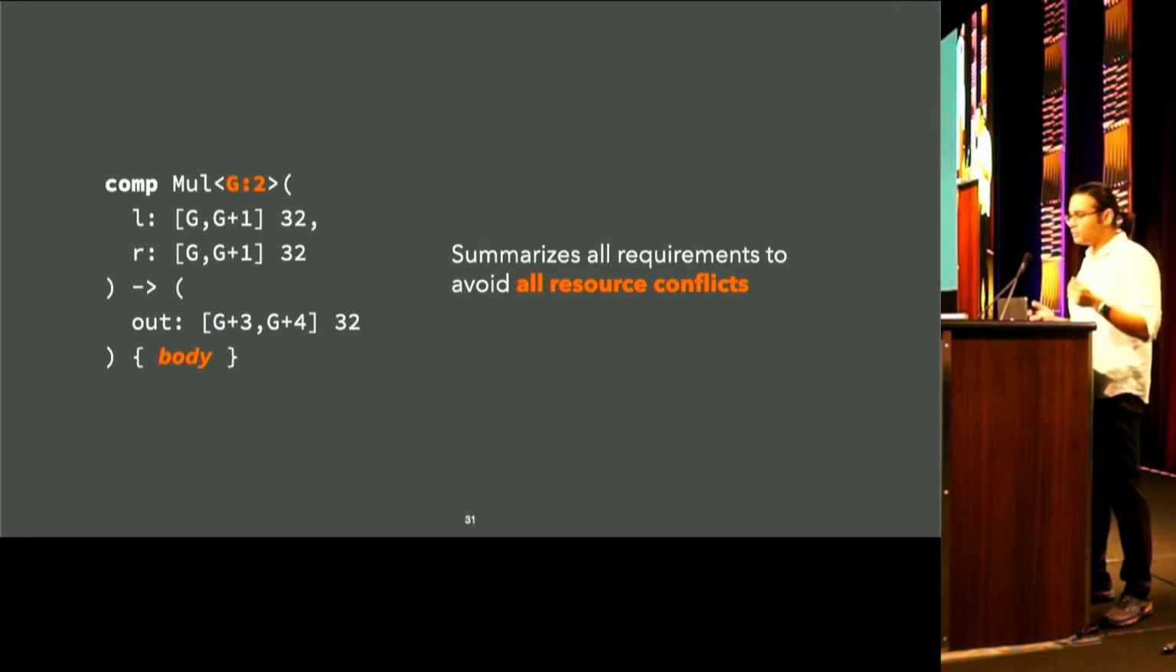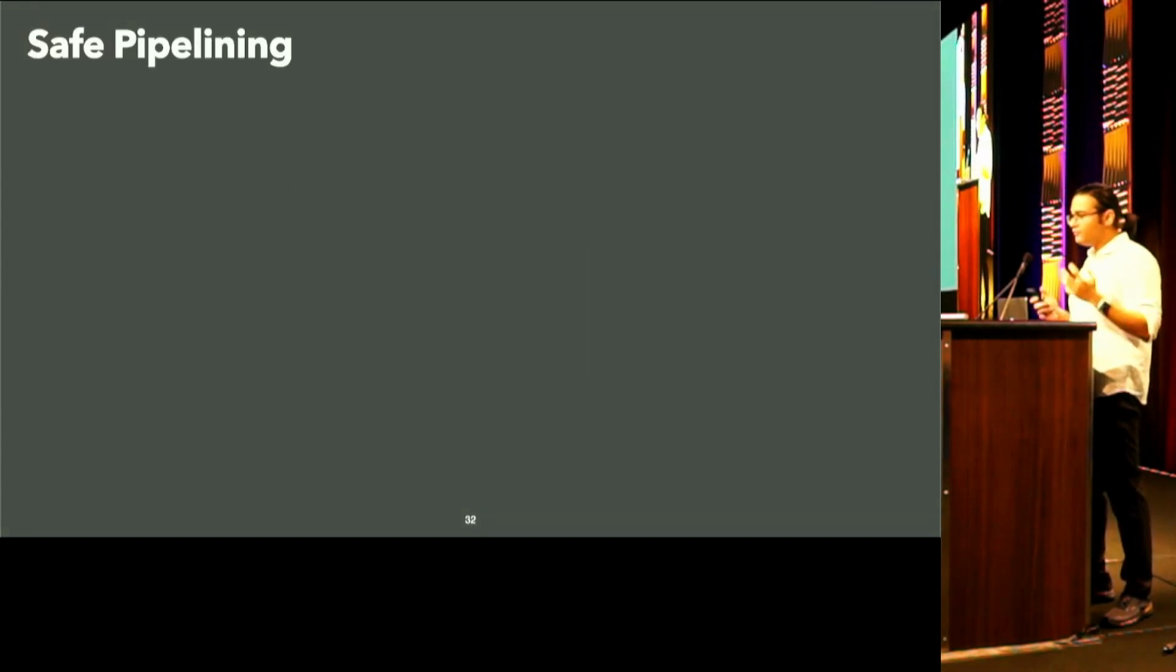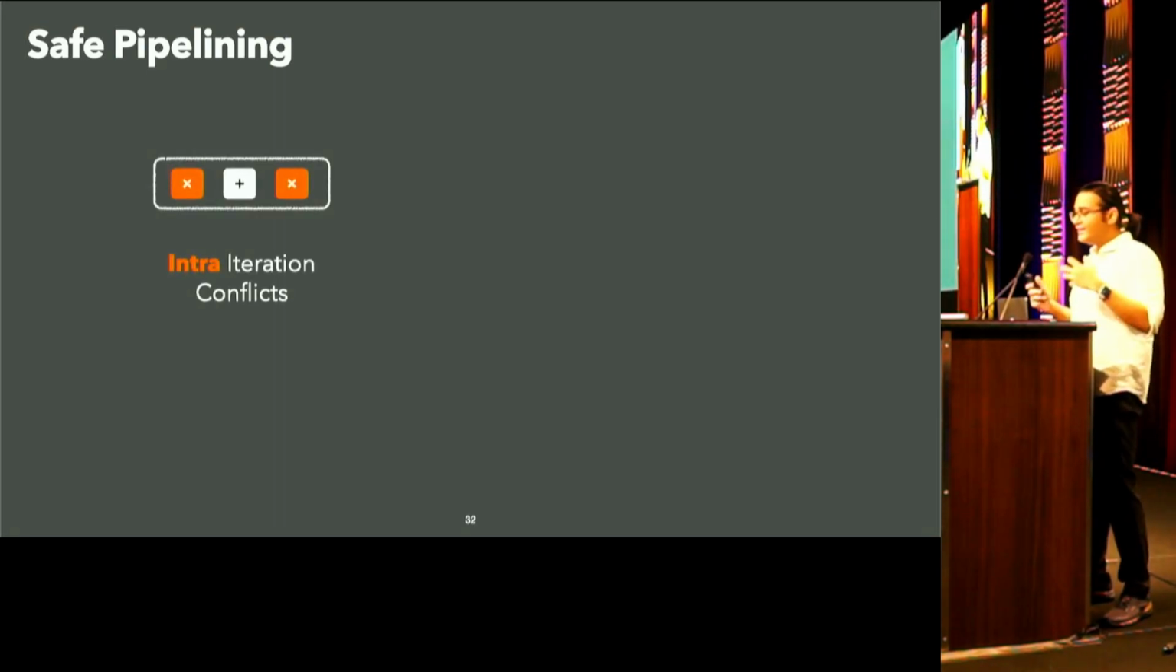And then Filament's type checker will ensure that this event delay of 2 is sufficient to avoid all resource conflicts. And this allows us to do compositional type checking. The way Filament does this at a very high level is it has to enforce this property we call safe pipelining. It has to check for intra-iteration conflicts, which are resource conflicts that can occur while you're processing one set of inputs. So if you execute the same adder at the same time twice, that's a resource conflict, and we're not going to allow you to do that.